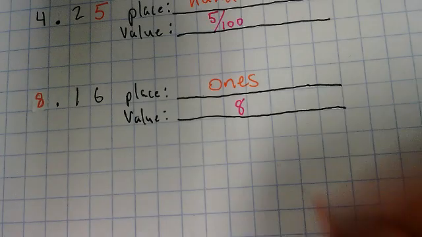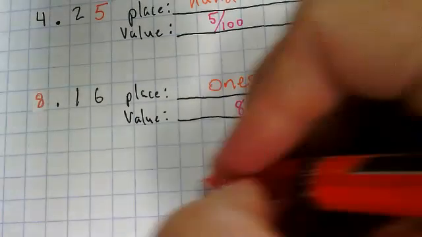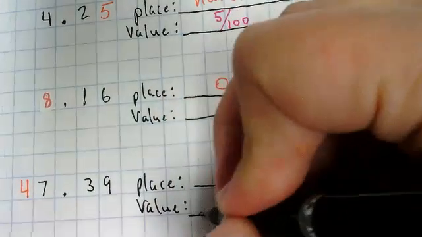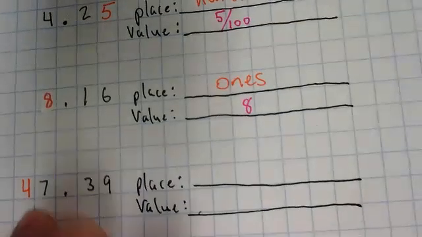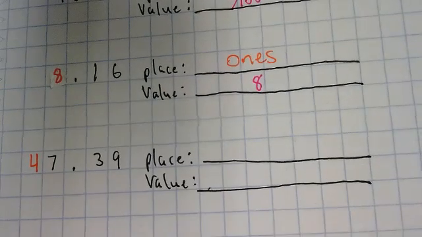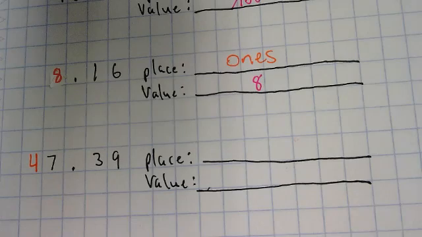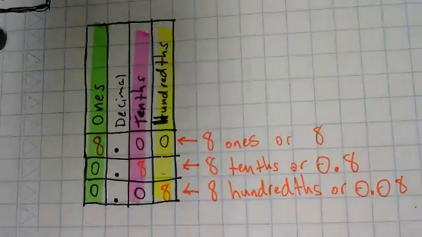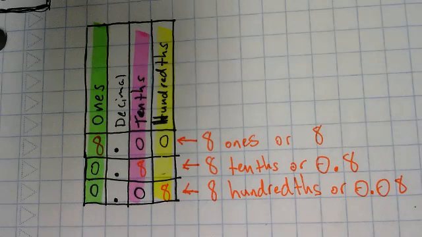Let's do 2 more. Let's do 47.39. Again, we have our place and our value. Okay, so this 4 is also a whole number. You can see it's in front of the decimal. Remember, everything in front of the decimal is a whole number. If we look at it here, we don't actually have that place value listed up here, but you should know it. You should know it.